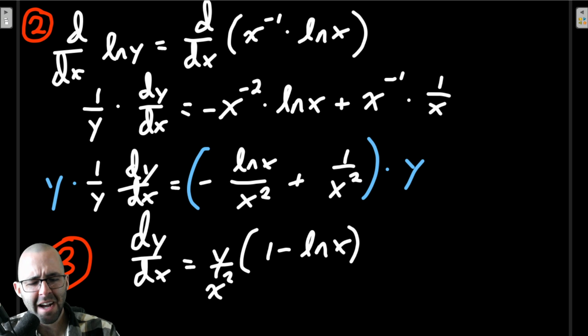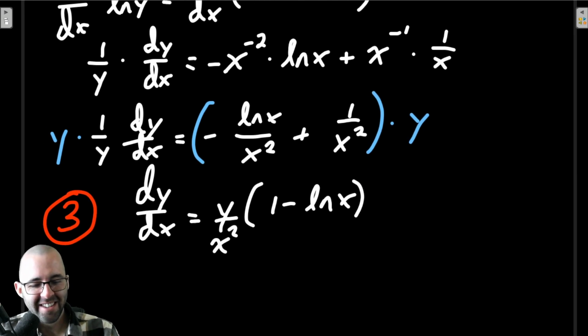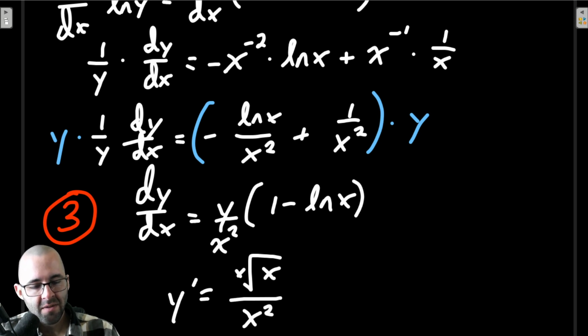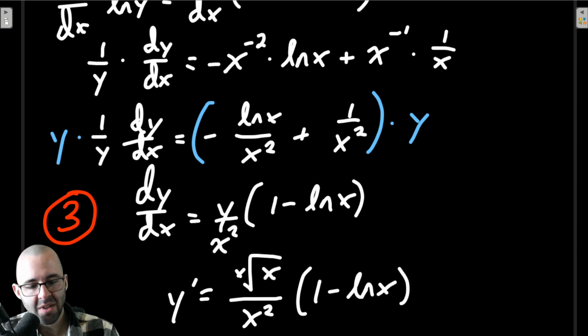Now step 3.5, simplify. Just simplify all the time. We're going to get that y prime. And again, you can write dy/dx or y prime is equal to y, which is the xth root of x, over x squared times 1 minus the natural log of x. And again, there's a couple of other ways of writing this, but this is a good looking final answer.